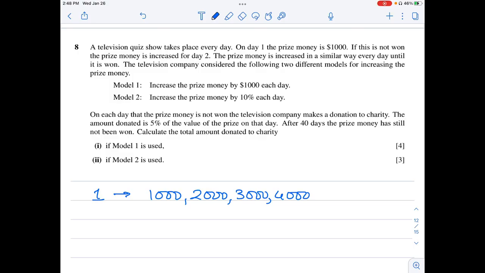Model 2 increases the prize money by 10% each day. If it is 1000, then the next day it will become 1000 times 1.1. 10% means 0.1, so on the whole it should be 1.1. If it is still not won, again 1000 times 1.1 square. If it is still not won, 1000 times 1.1 cube. So if it is increased by 10%, the common ratio should be 1.1.